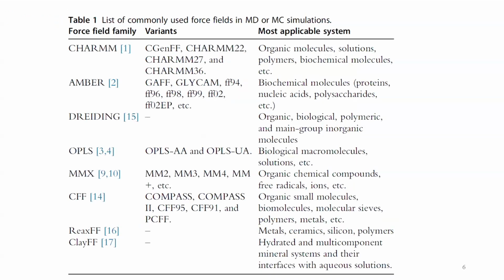So these are some of the commonly used force fields for molecular dynamics, or they are also used in Monte Carlo simulations. Such as CHARMM, which is used for organic molecules, AMBER for biochemical molecules such as proteins, nucleic acids, Dreiding potential for polymeric and biological systems, OPLS for biological or macromolecular systems, ReaxFF for metals, ceramics, silicones, polymers, ClayFF, and so on.